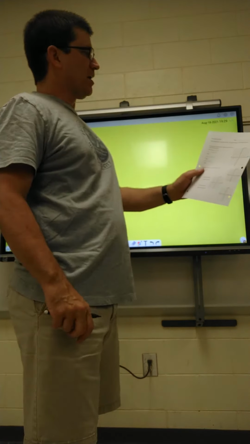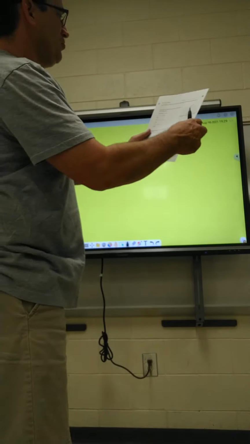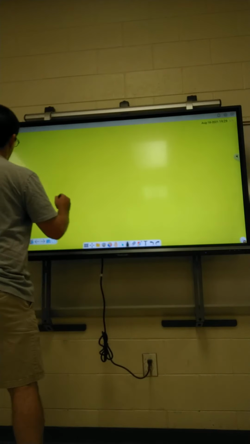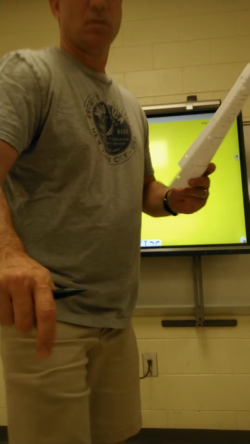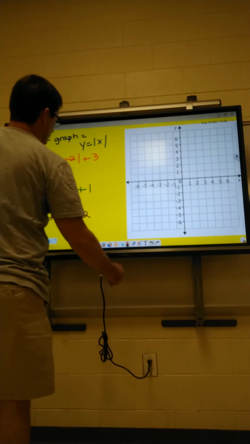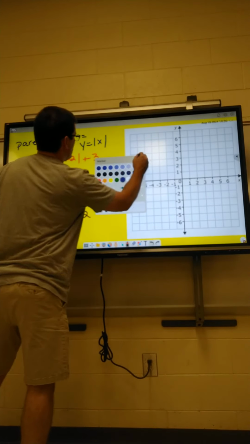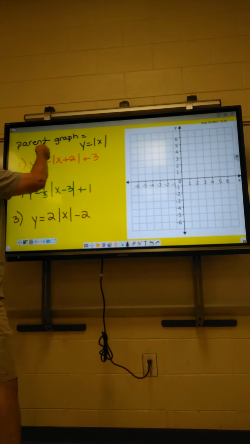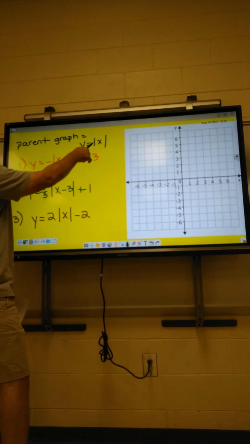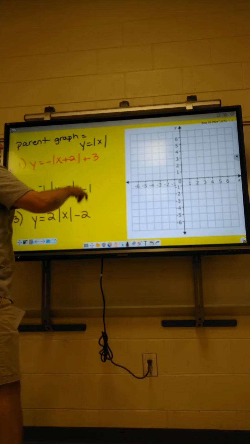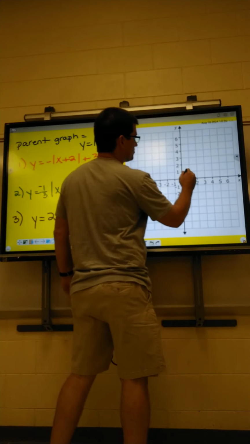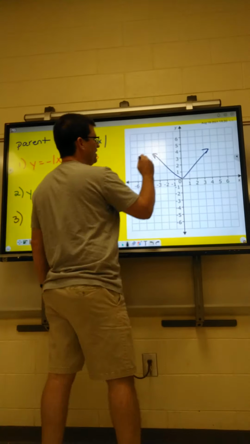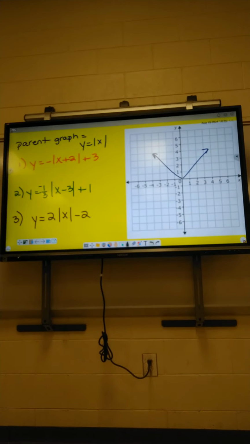All right, first sheet we're looking at is quiz review number 2. All right, first you want to graph the parent graph. The parent graph on these 3 problems is based off of an absolute value of x. Okay, we learned last week that's a V right in the middle. All right, so go ahead and draw that.